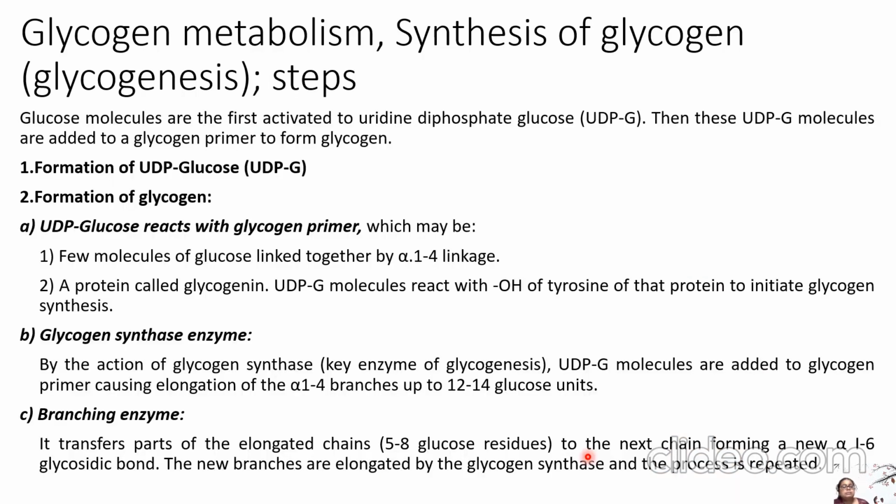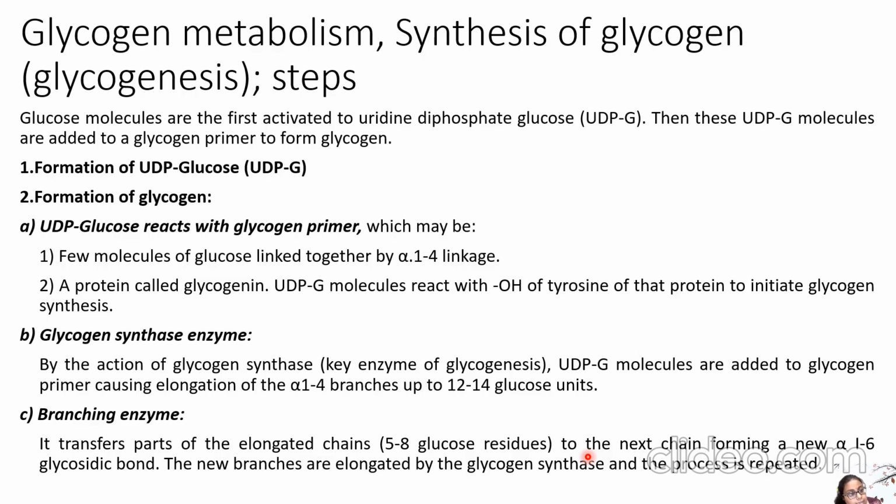Now the steps of glycogen synthesis. Glucose molecules are first activated to uridine diphosphate glucose. Then these UDP glucose molecules are added to a glycogen primer to form glycogen. Now formation of glycogen: UDP glucose reacts with the glycogen primer, which may be a few molecules of glucose linked together by alpha 1,4 linkage, and a protein called glycogenin. So UDPG molecules react with the OH of tyrosine of that protein to initiate glycogen synthesis.